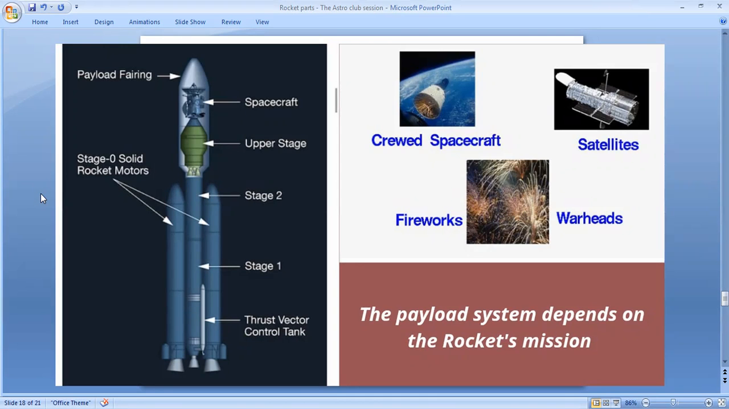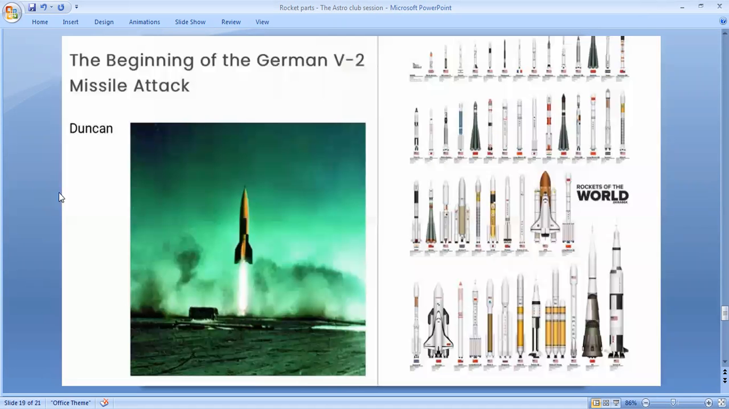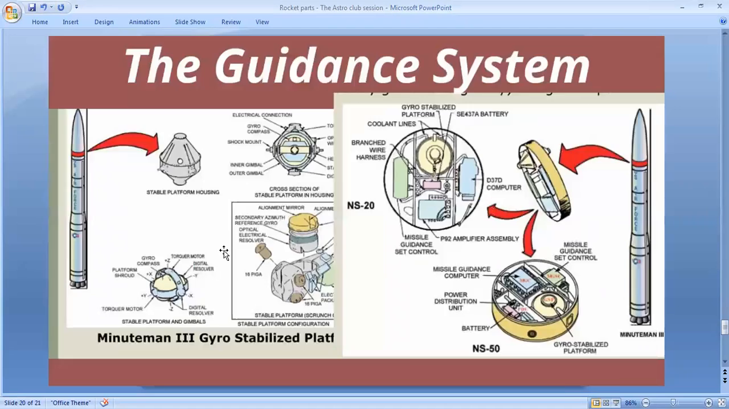So these are all the various uses of rockets. I have already mentioned here the German V2 missile attack. Earlier, they used the rockets to launch missiles. And these are all the different rockets of the world. You can see many rockets have been developed by different space agencies. So that is about the payload system.